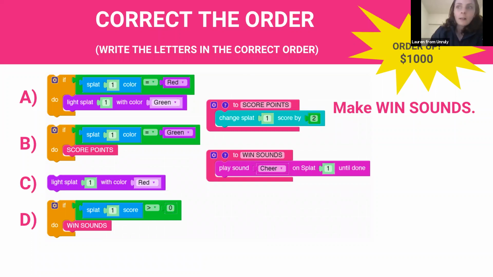And one other note on this one, we showed you the functions that are on the right-hand side. Those are just so that you know what's inside of them. They're not actually a part of it. So you'll see that score points is in B, wind sounds is in D. We're just showing you what those functions actually are. This is a tough one. I'll give you guys some extra time to figure it out too.